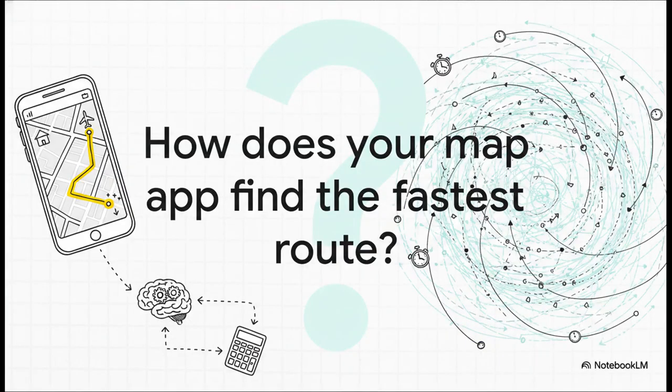Look, every single time you pull up Google Maps or Waze, you are tapping into this exact problem. You ask for the fastest way to get from, say, your house to the airport, and bam! In milliseconds, it spits out the perfect route from a mind-boggling number of possibilities. The logic that powers that little bit of everyday magic, that's what we're digging into today.